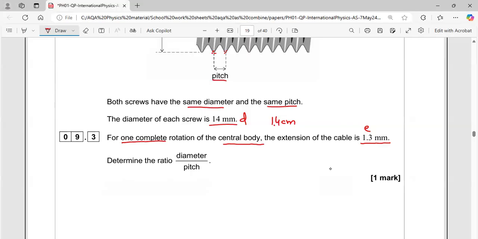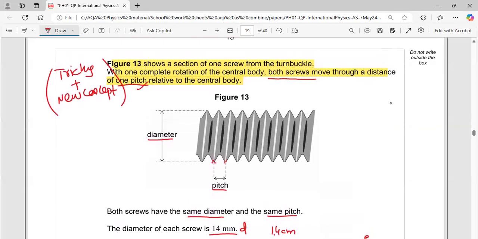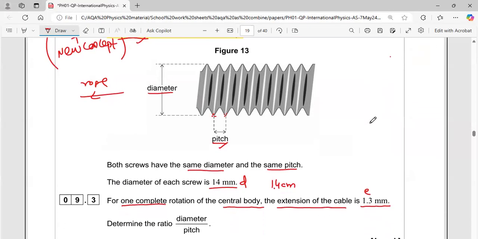Okay, now look. The thing is that extension is in the cable, right? And over there, they were saying that when you rotate the turnbuckle body completely, both the screws move a one pitch distance. It means that the rope is attached to only one side of this. It means the extension in the rope will be half of what they have told us. They have told us that the extension is 1.3, but the problem is this 1.3 will be due to the pitch.